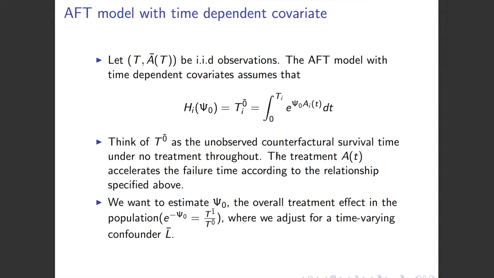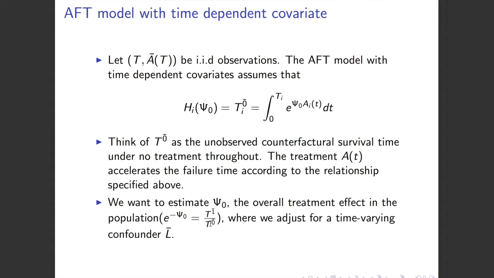Here we can think of T0 over bar as the observed counterfactual survival time under no treatment throughout. And the treatment A_t accelerates the failure time according to this relationship. More specifically, we want to have an interpretation of this parameter psi 0. This is a parameter we are interested in. This is the overall treatment effect in the population. That's the survival time when you are treated throughout divided by the survival time when you are not treated throughout. That is the joint effect we are interested in.